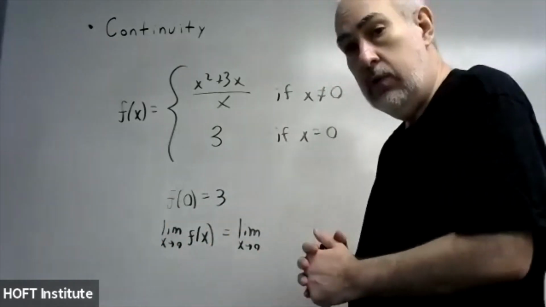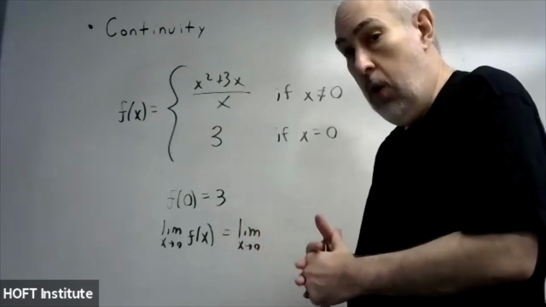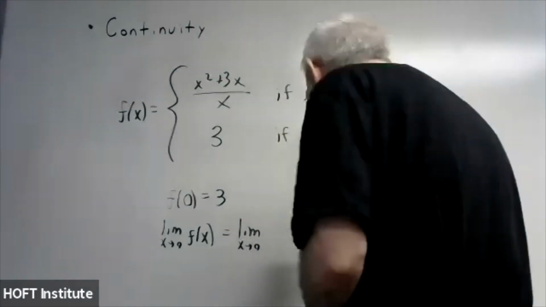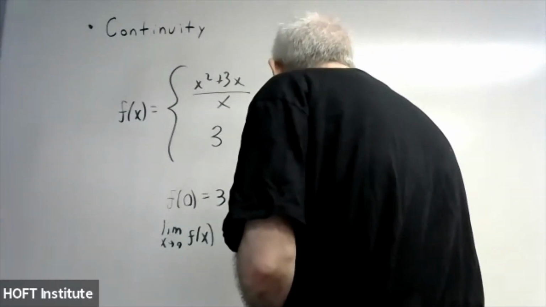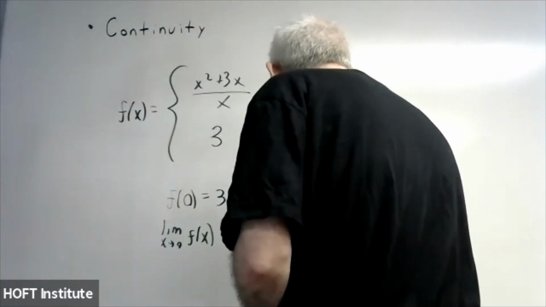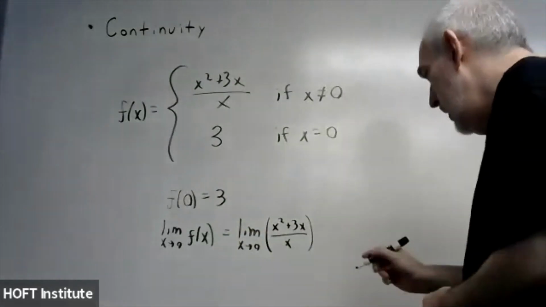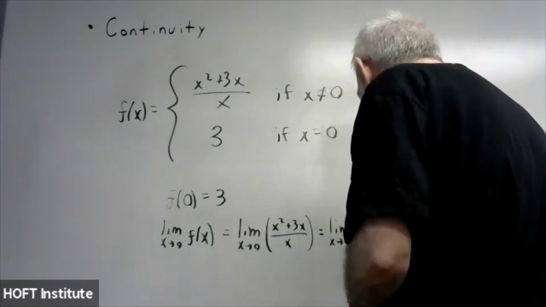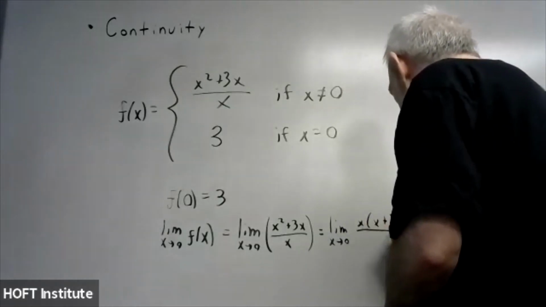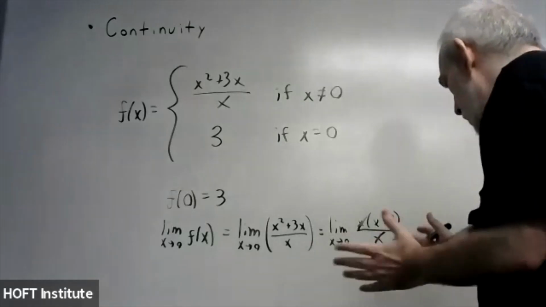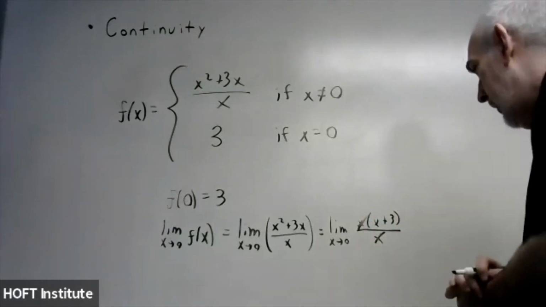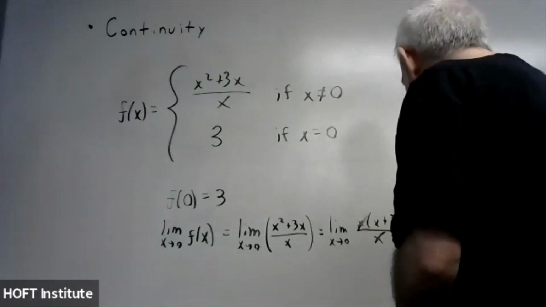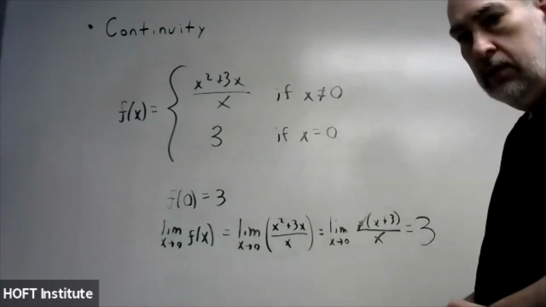And what is our function equal to, right of 0 or left of 0? Either way, that's not 0, so it's this function. Okay. Then we can factor out an x out of the top and cancel that with the x that's on the bottom, just leaving x plus 3. That's a polynomial, and we know for polynomials that you can just plug in the value. So if you plug in 0, you get 3.